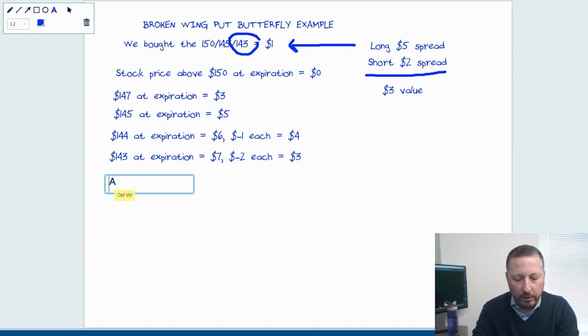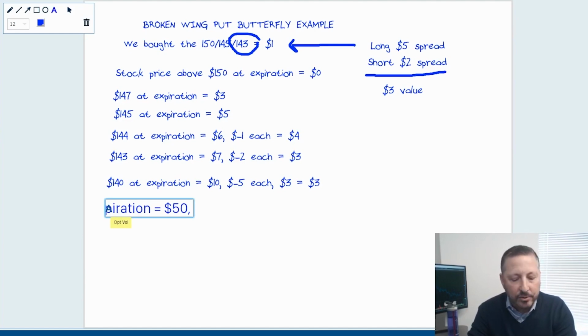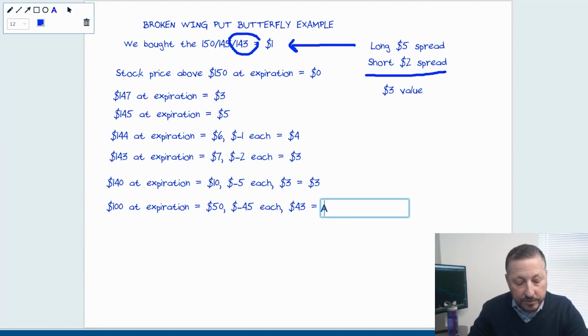Let's say the stock goes to 140. Our long strike is worth 10. The short strikes are worth 5 each. But then our long 143 strike is worth 3, for a value of $3. Let's look at 100. If the stock is 100 at expiration, the long is going to be worth 50. The shorts are going to be worth $45 each. And then our long 143 is going to be worth 43, for a value of $3.